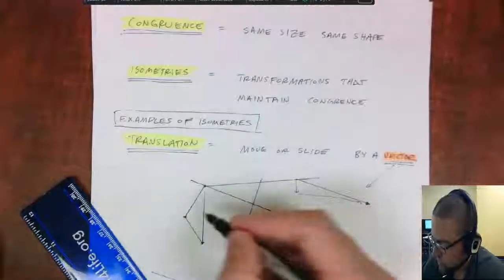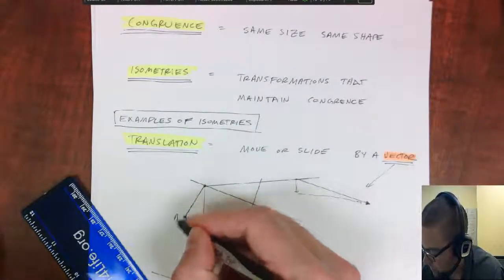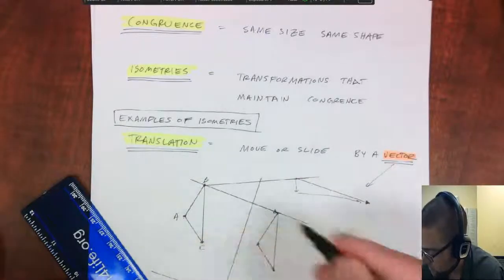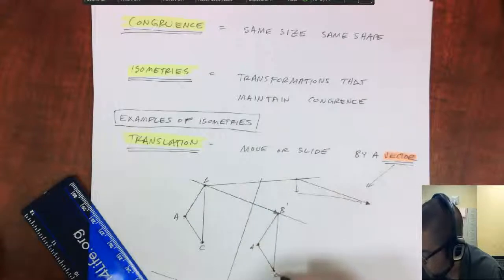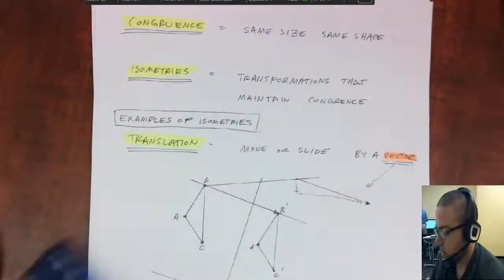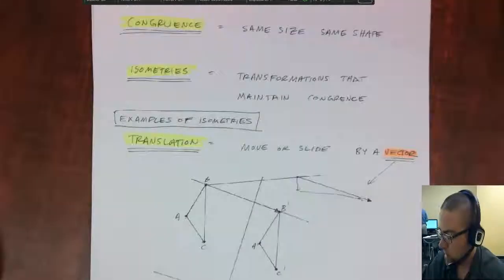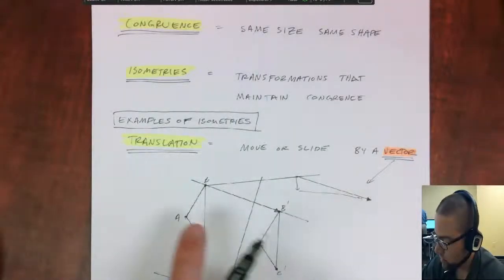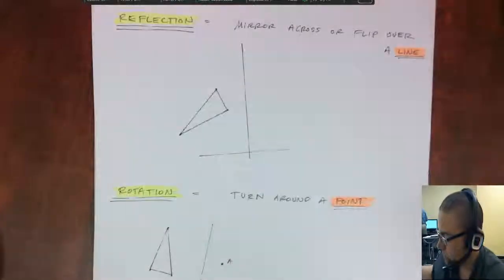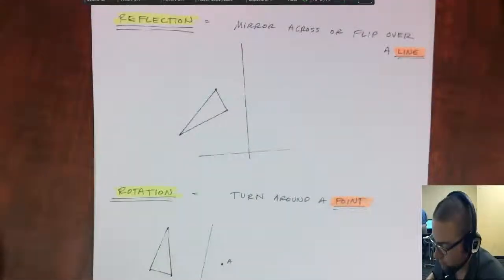Okay, so I have two congruent triangles. We'll call this A, B, C, and this would be A prime, B prime, C prime. And these two shapes are congruent because they were not changed in any size or shape way. And this was an isometry.